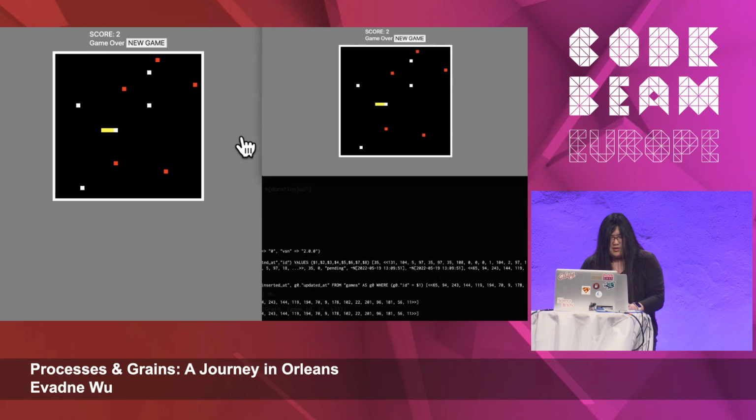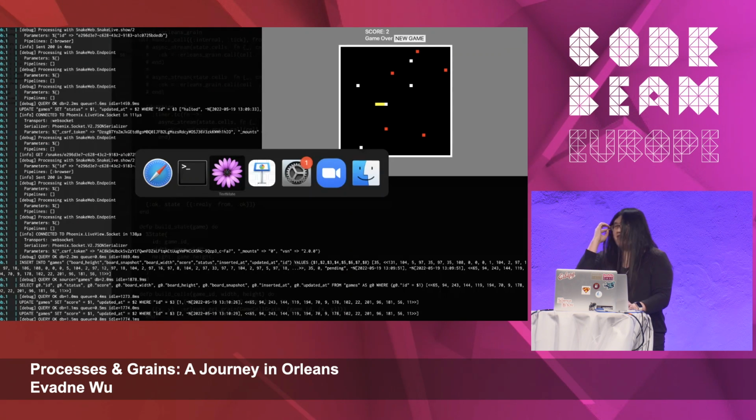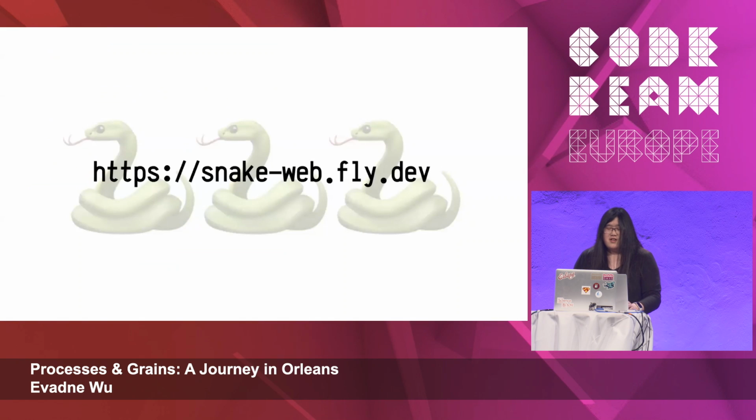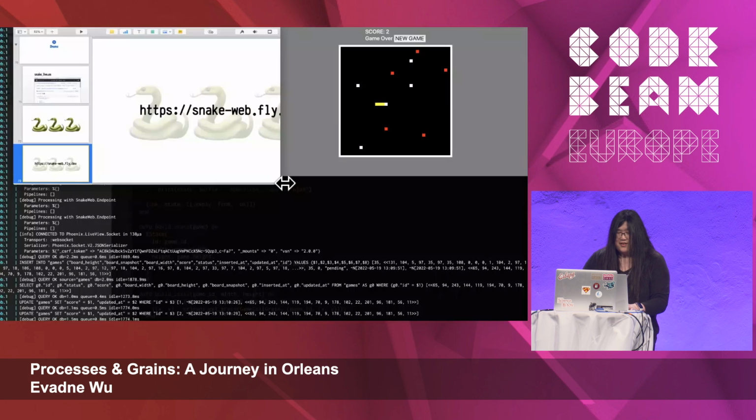I think a better way to do it would be actually to invite everybody to hit the hosted version, see if the hosted version actually works. So if you have a laptop, go to this URI, snake-web.fly.dev, and we shall see if the hosted version is working.